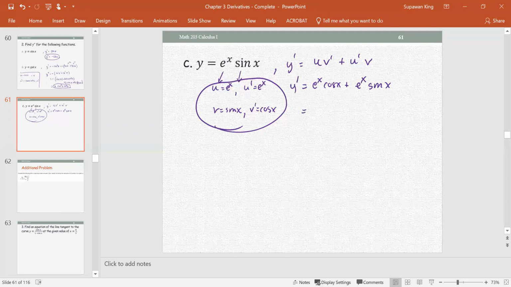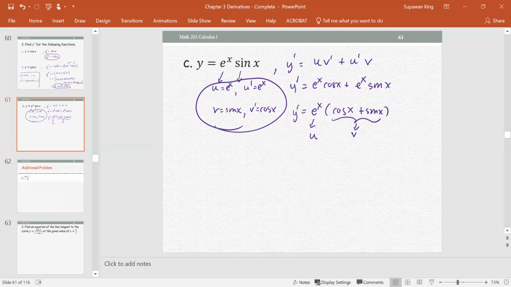So we can rewrite it in the form that we have e to the x as a common factor. Then the y prime is e to the x times cosine x plus sine x. And next we're going to find y double prime. As we see, the y prime is the product of two terms. One is e to the x, the other one is cosine x plus sine x. So we're going to set up another set of u and v. Let u be e to the x, and the v be cosine x plus sine x.